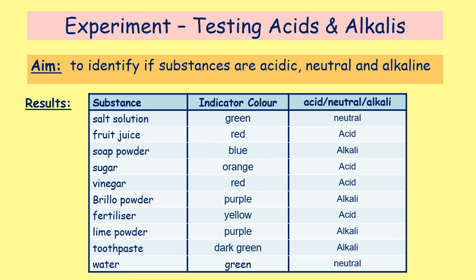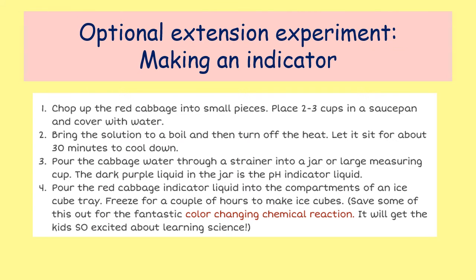Now, if you're watching this from home and have not necessarily been in a position to try this experiment, what I've included is a set of slides showing you how you can create an indicator at home. And it is an indicator made up of red cabbage. So you might want to pause the video or maybe take a photograph or note this down if you want to try this experiment at home.